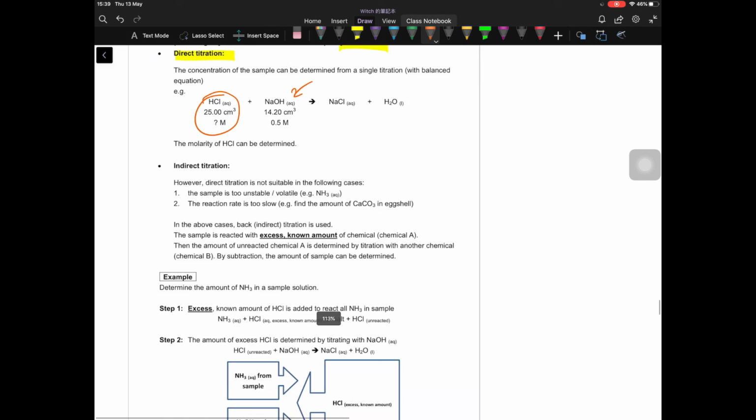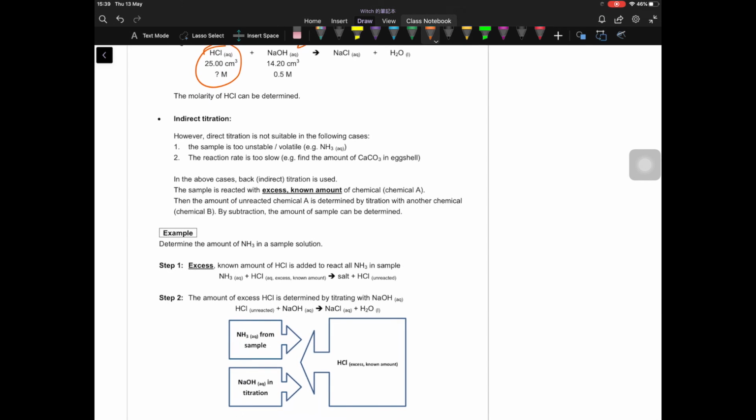But sometimes it is very difficult for us to carry out direct titration. In such a case, we need to do something more. We call it indirect titration. So the situation may be the sample is too volatile. For example, for ammonia solution, because the ammonia gas will keep escaping, we can expect the molarity to keep on decreasing. The titration should be carried out as fast as possible to minimize the amount of NH3 escaped, or the reaction rate is too slow.